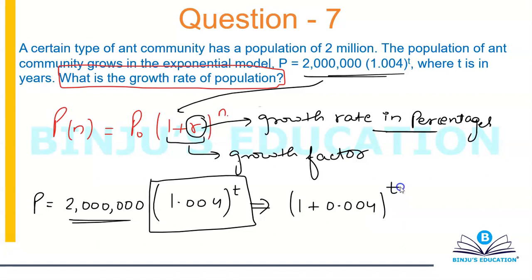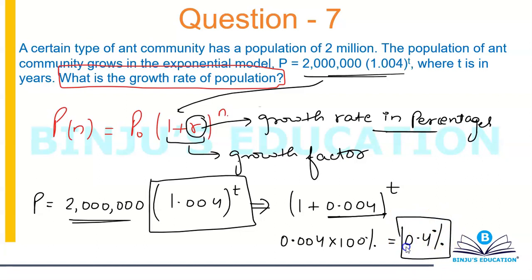But I need that growth rate. So I need to convert this into percentages. So if I have an absolute value and if I want to convert this into percentages, I'll have to multiply it by 100%. It will be 0.004 times 100%. So this will basically become 0.4%. So the growth rate of this ant community is 0.4%.